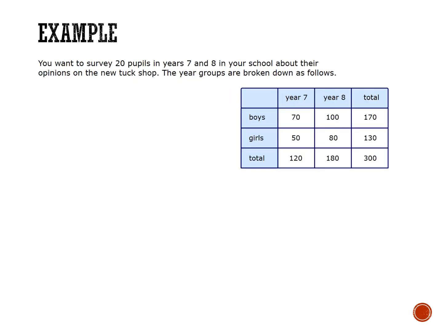One last example that I would like you to write down, because this is the kind of style of exam question that you get. We've got a table of information to do with the quantities of boys and girls in year 7 and in year 8. So please copy that table down, pause it if you need to. Always look back in the question. We want to survey 20 pupils.